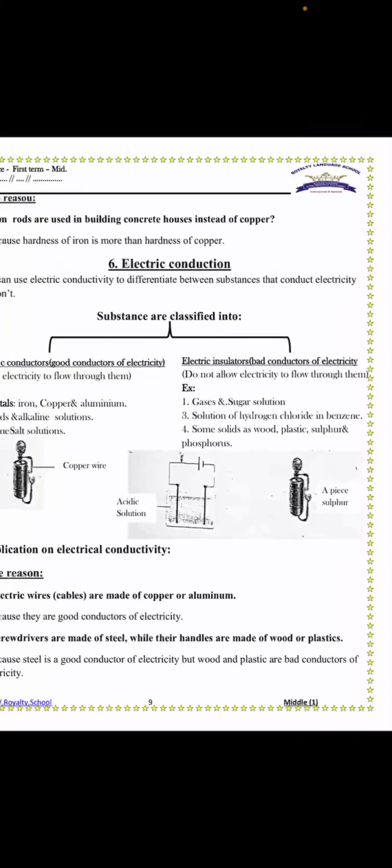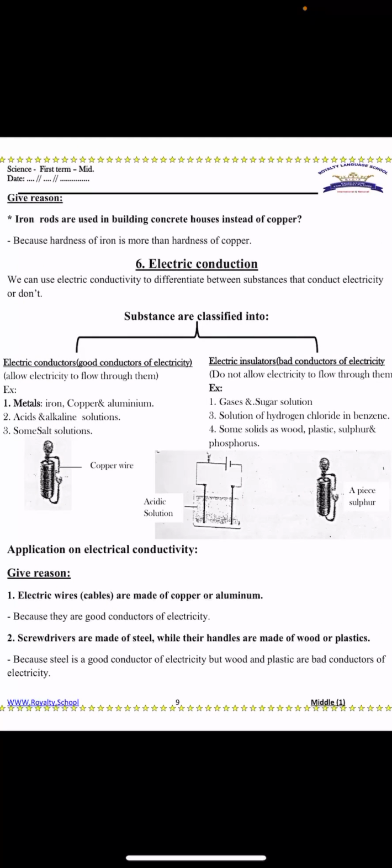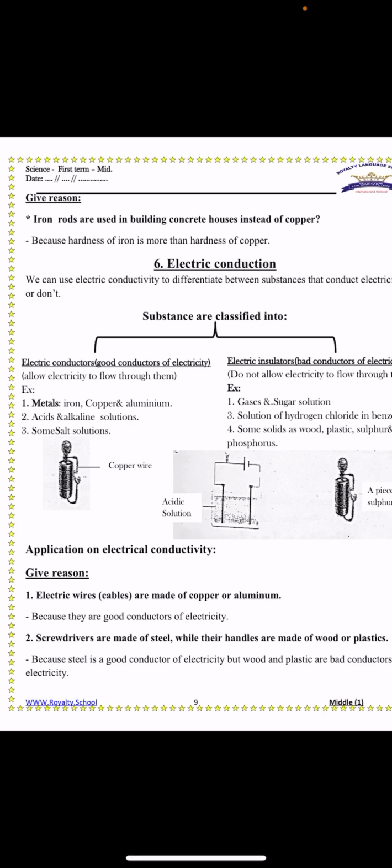Okay, so substances are classified according to conductivity of electricity into two: electric conductors, which are good conductors of electricity, and electric insulators, which are bad conductors of electricity. Electric conductors are substances that allow electricity to flow through them. Electric insulators are substances which don't allow electricity to flow through them. Electric conductors such as metals, acidic and alkaline solutions, some salt solution. Electric insulators: gases, sugar solution, hydrogen chloride in benzene, some solids such as wood, plastic, sulfur, and phosphorus.